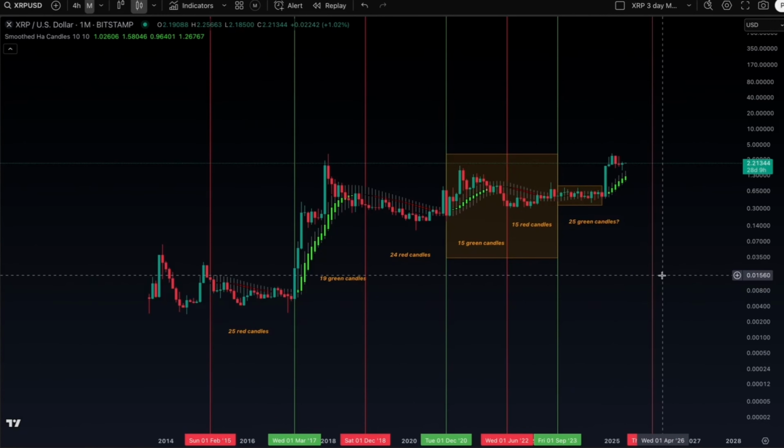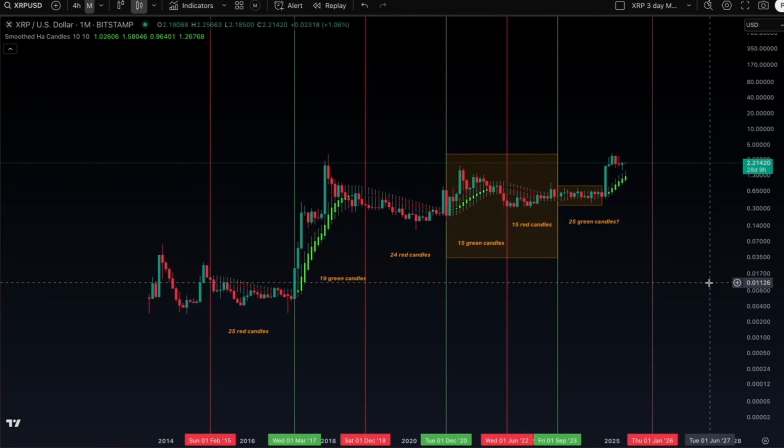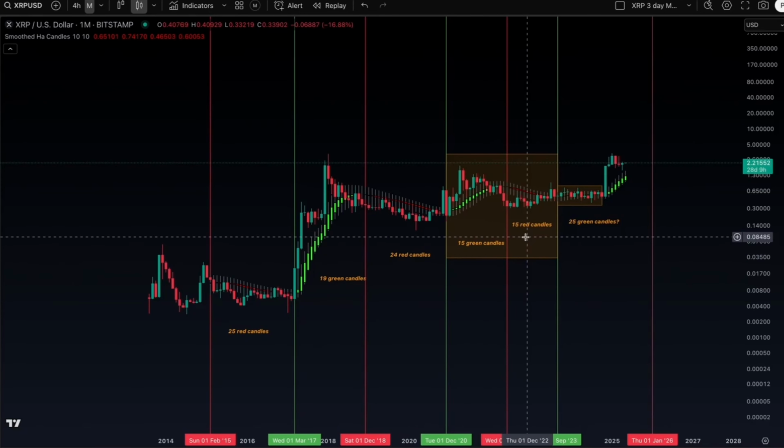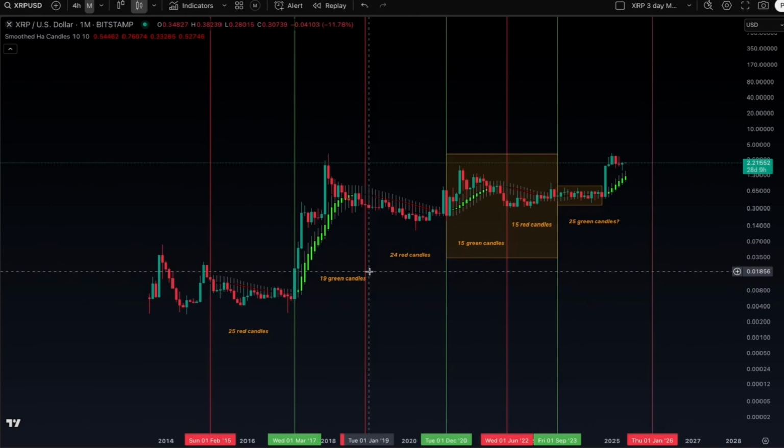25 to 30 green candles. And where does that put us? That puts us here. Sure, we could see higher numbers. We could see 35, 40, because we had 15 green candles here and 15 red candles, which was an outlier compared to what we saw before.